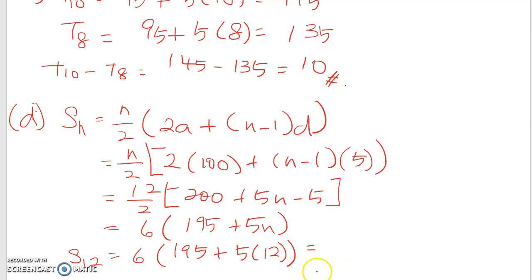And if you solve for this, you're going to get 1,530. So this is the total amount of blocks of land that we're going to be selling in 12 months, in total, all the way through. If we add up term 1, term 2, term 3, all the way to term 12, we're going to get 1,530 blocks of land sold in total. And that's how we do question 17.